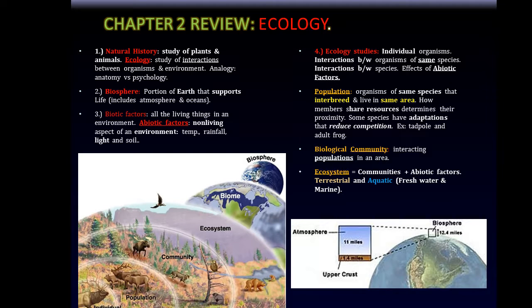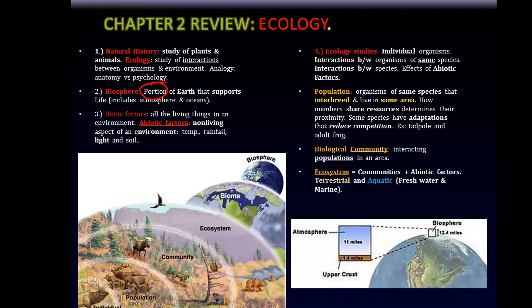Before I finish, I just want to review some of the topics that we talked about. We started out with what natural history is, the study of plants and animals and how they interact with each other. Then we talked about ecology, the study of interaction between living things and their environment. Natural history can be compared to anatomy, versus physiology, which is how everything works together in the human body. We talked about the biosphere, that portion of Earth that supports life, including the atmosphere, the oceans, and the Earth's crust. And we talked about biotic and abiotic factors, the living and non-living things, respectively, in the environment of an organism that are important for survival.